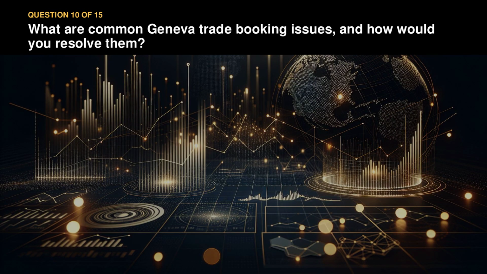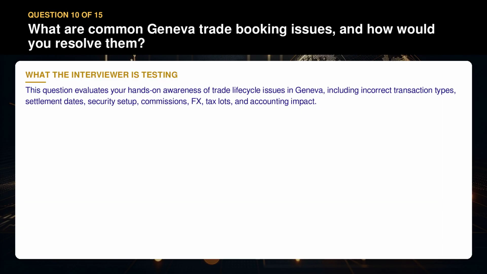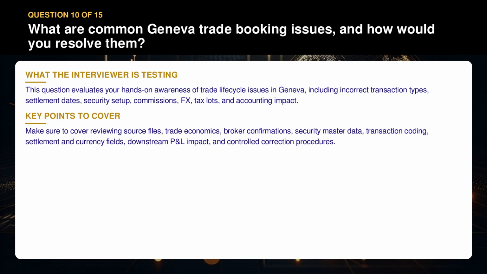Question 10. What are common Geneva trade booking issues, and how would you resolve them? This question evaluates your hands-on awareness of trade lifecycle issues in Geneva, including incorrect transaction types, settlement dates, security setup, commissions, FX, tax lots, and accounting impact. Make sure to cover reviewing source files, trade economics, broker confirmations, security master data, transaction coding, settlement and currency fields, downstream P&L impact, and controlled correction procedures.